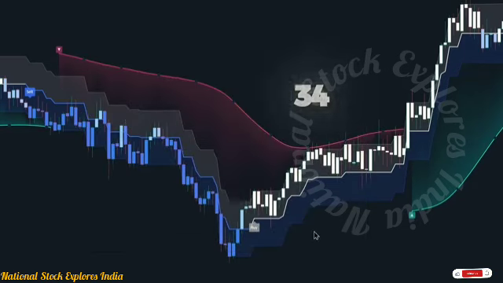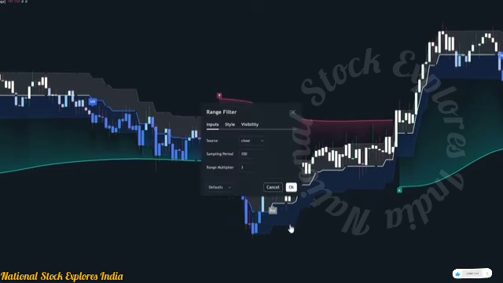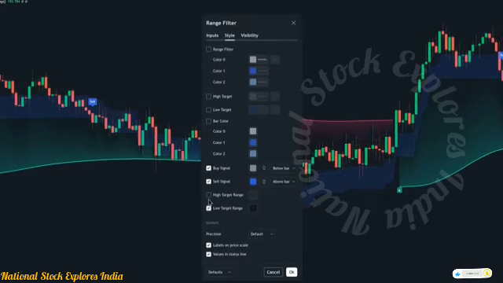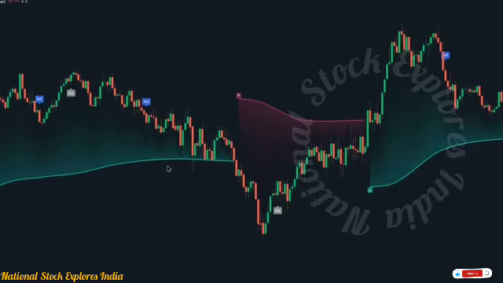After that, click OK. Also, you want to double click on the range filter, and then on the style tab, you want to disable the range filter, the high target, the low target, the bar color, as well as the high target range, the lower target range, and then click OK. So we're only going to be left with the buy and sell labels.